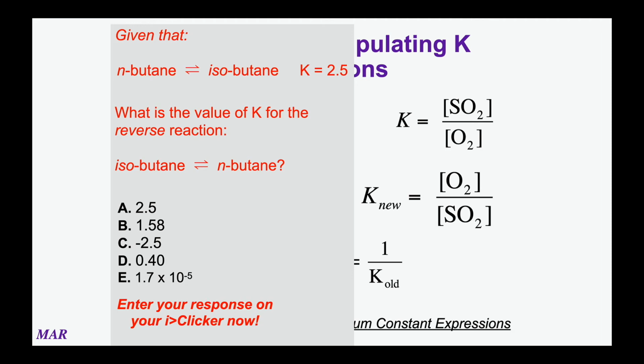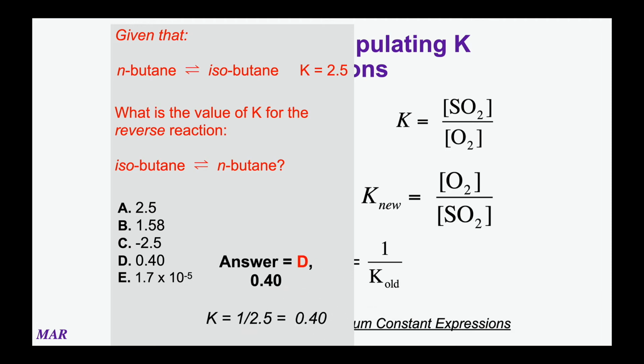So to figure out the K value here, you'd go 1 over 2.5 in your calculator. That number comes out to be 0.40. So that's how you would calculate the new value of K. It's 1 over the old one in this case. Remember, the K values will never be negative and they won't be 0. So answer C is just kind of silly, but this is how you can translate one K into another.